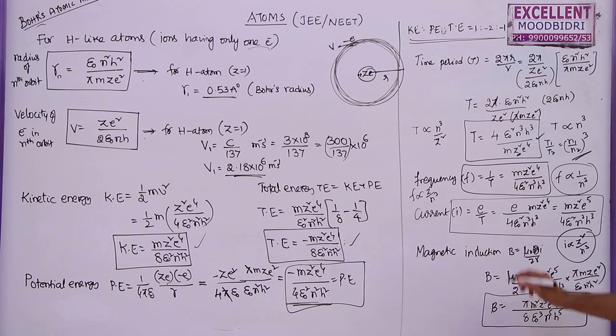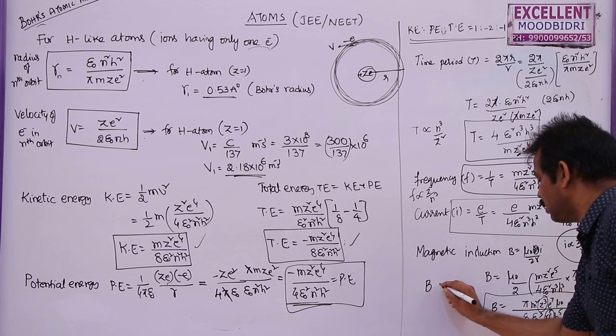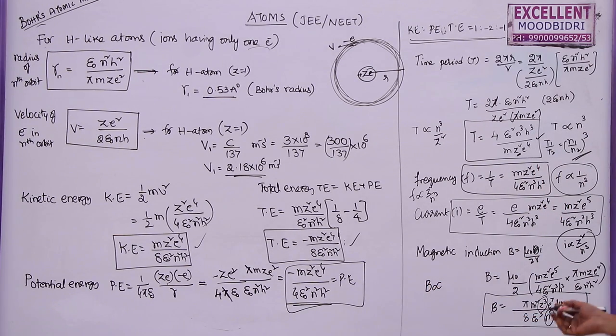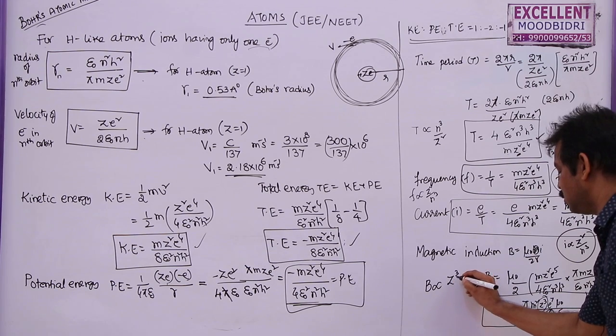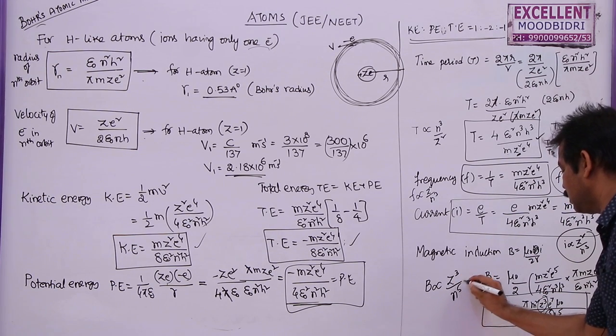What about the magnetic induction? So for magnetic induction here you can see this is Z cube, this is n power 5. All other values are constant. So magnetic field induction of a hydrogen atom or other ions is directly proportional to Z cube by n power 5.